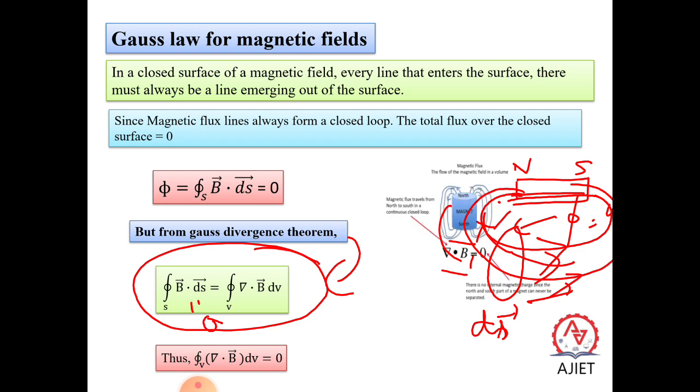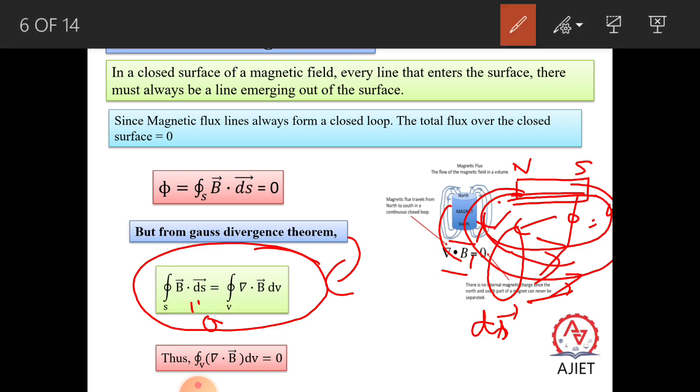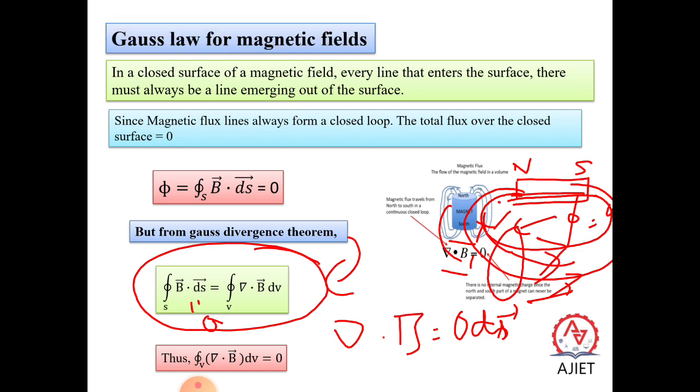So that's what I have given here. I have written here, from this diagram, del dot B is equal to 0. Divergence of B is equal to 0. Divergence over a closed loop is always equal to 0. That's actually a form of Gauss law.